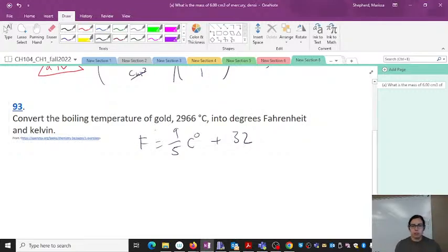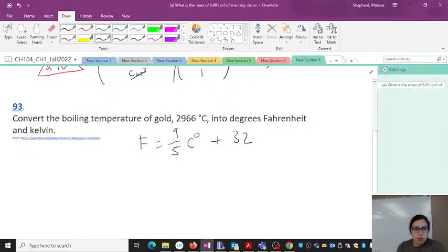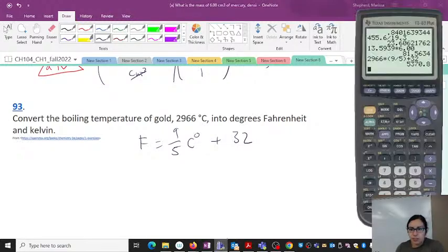All right, did we get an answer for degrees Fahrenheit? Let's hear what we got. So times 9/5 plus 32. What do we get for an answer? 5,371? I like it, 5,371. And good job with the 4 sig figs there.